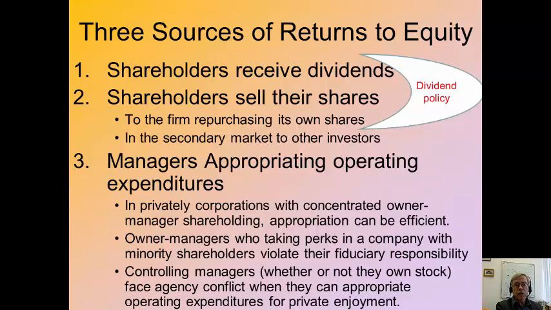although not necessarily legal, for the owner of the corporation to move his personal expenses into the company, thereby achieving tax deductibility. Owner-managers that take perks in a company, moving personal expenses into the company where there are minority shareholders, are violating their fiduciary responsibility to the minority shareholders, because directors owe the responsibility to all of the shareholders to look after their interests. This appropriating of operating expenditures, the ability to appropriate operating expenditures, is also in the hands of controlling managers whether or not they own stock. This is an agency conflict where managers can enjoy perks from the firm for private enjoyment at the expense of the owners of the firm.